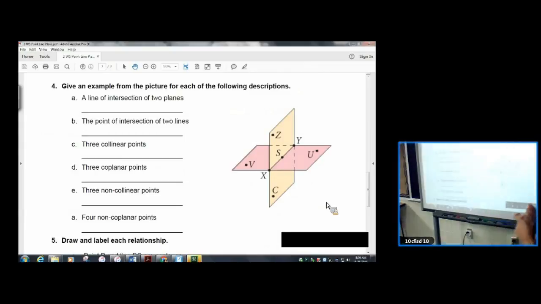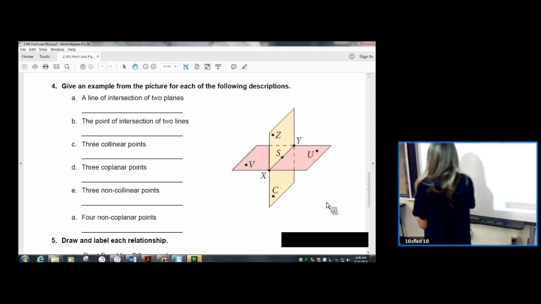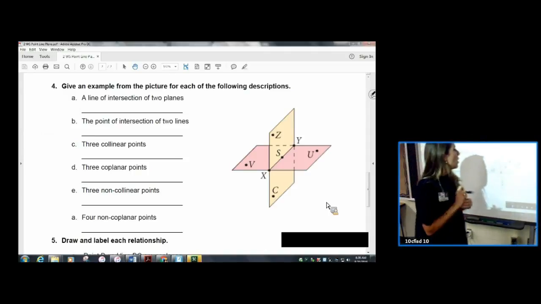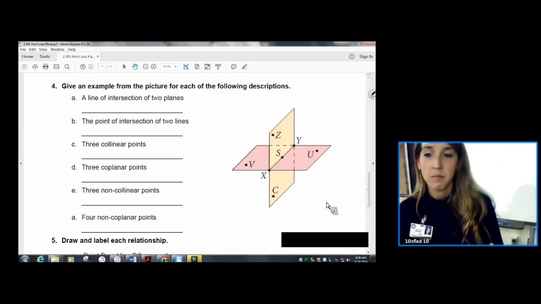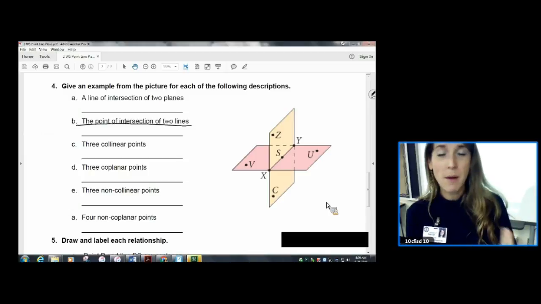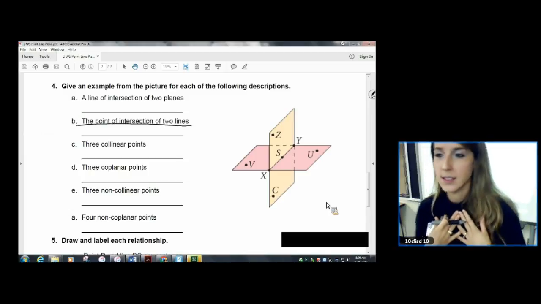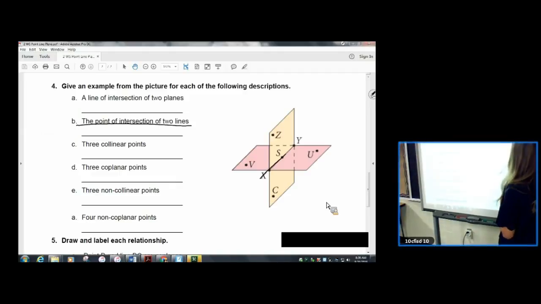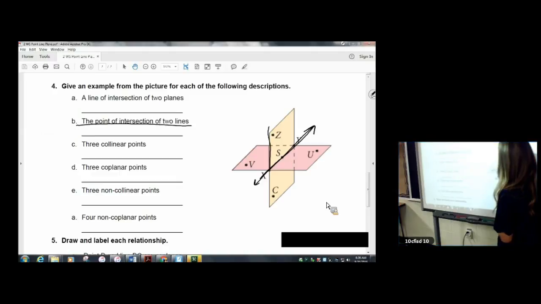Number 4, part B. Give an example from the picture. Give an example of the point of intersection of two lines. So right now in this picture, I really only see a few lines that are drawn for me, but remember, I'm allowed to draw lines. Let's look at a few that are already drawn. Here's a line that's already drawn. Here's a line. It's kind of already drawn.